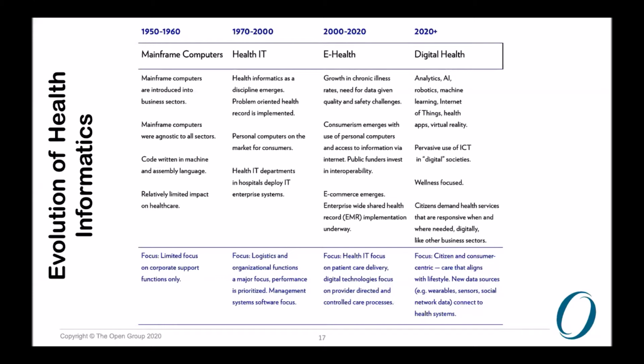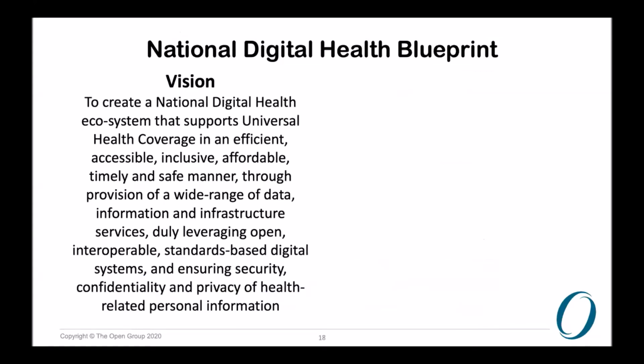So let me walk you through the key highlights of the digital health architecture. It is derived from the overall vision. So now you can see we had the vision for the entire architecture. Now this is the vision for digital health. It is to create a national digital health ecosystem that supports UHC, universal health coverage, in an efficient, accessible, inclusive, affordable, and timely manner. So the idea is to be able to use a wide range of data, information, and infrastructure services, and use of open standards. That is important.